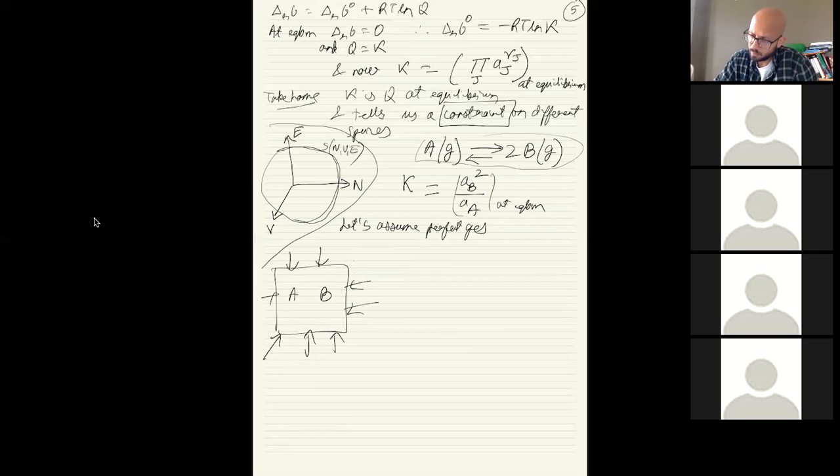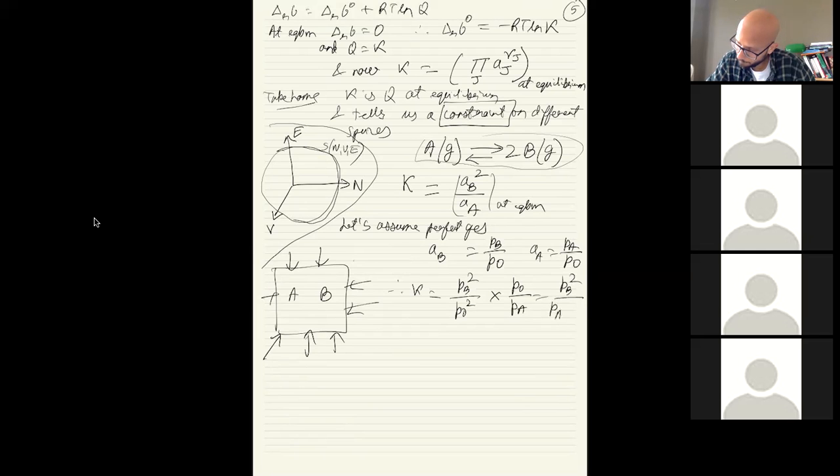At equilibrium, if we assume a perfect gas, what can we say about AB? We can say that AB is equal to PB by P naught, because it's a perfect gas, so it's just the partial pressure. And AA is equal to PA by P naught. Therefore, K is equal to PB square by P naught square multiplied by P naught by PA, which is equal to PB square by PA multiplied by P naught.